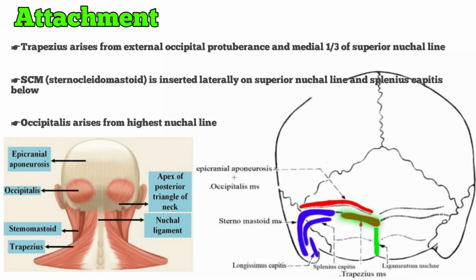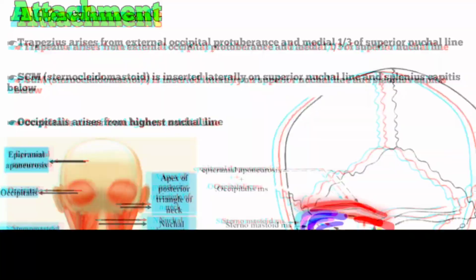Attachments: trapezius arises from the external occipital protuberance and medial 1/3 of the superior nuchal line. Sternocleidomastoid, SCM, is inserted laterally on the superior nuchal line, and splenius capitis below. Occipitalis arises from the highest nuchal line.